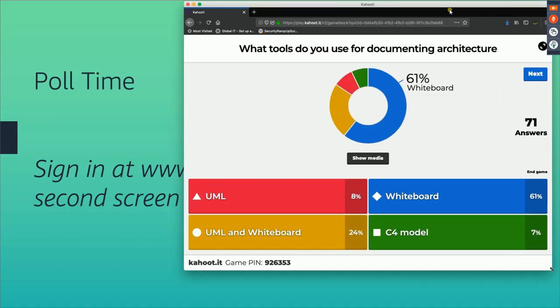That's great. So we have whiteboard. Yes, that is always the starting point. Happy to see that we have people who have been using C4 models and UML. That goes in line with the fact that we also have software developers on this forum, which is great. And there's a combination of UML and whiteboard, so that gives a pretty good percentage of people using UML. That is really nice.